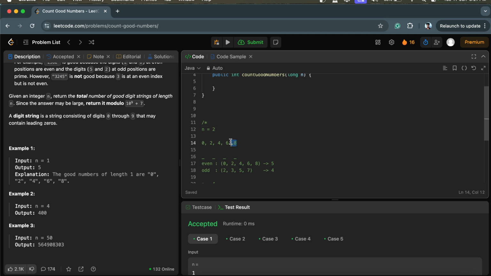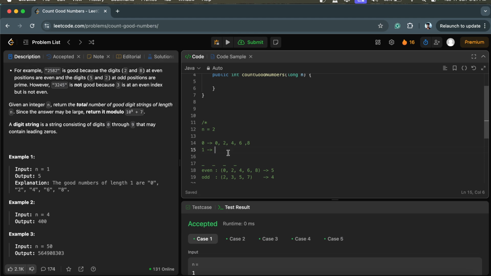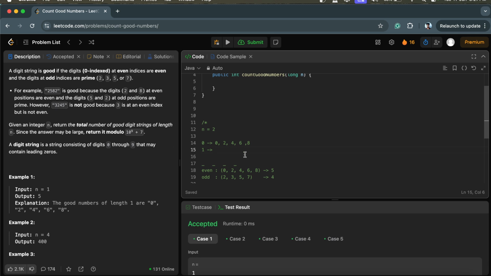At the 0th location we can have these many possibilities, so we can place any of these digits at the 0th location. Now the length of this string is equal to 2, so at the first location we have to put the prime numbers. How many prime numbers can we pick from 0 till 9? They are 2, 3, 5 and 7. These are the prime numbers we can put. So how many combinations can we have here? In total 5 combinations at the 0th location, and here we have 4 possibilities.